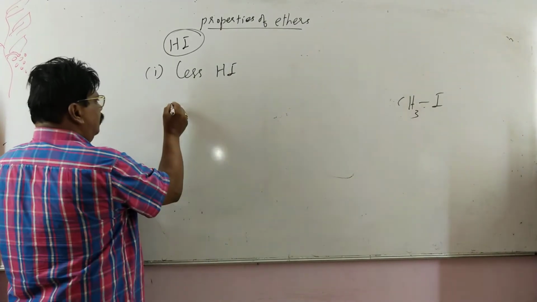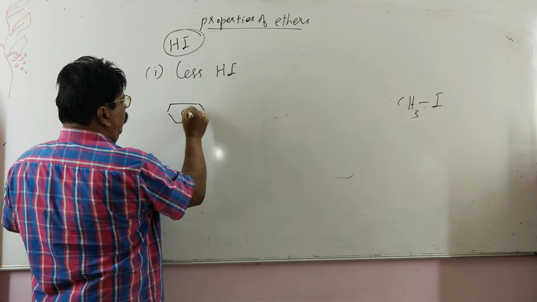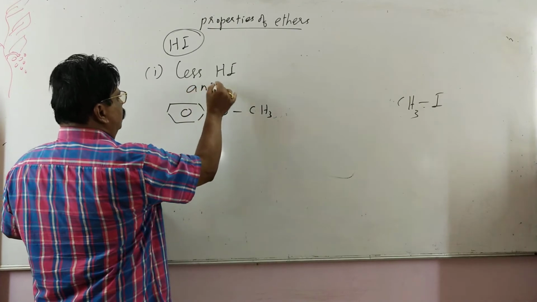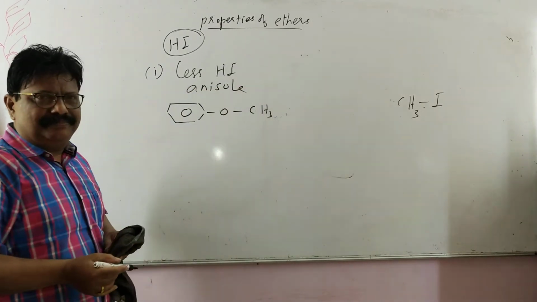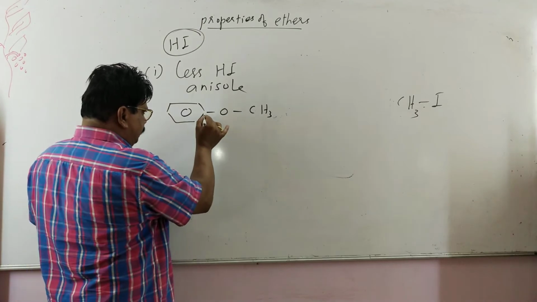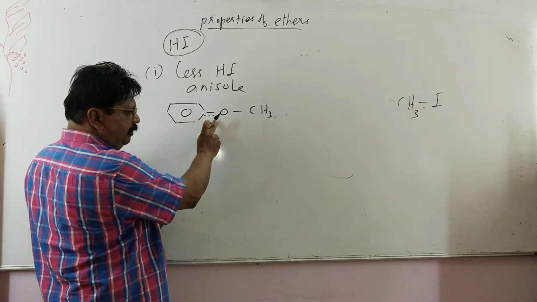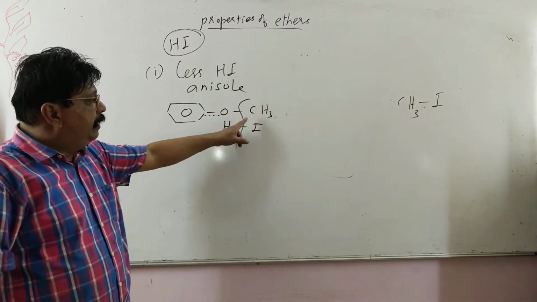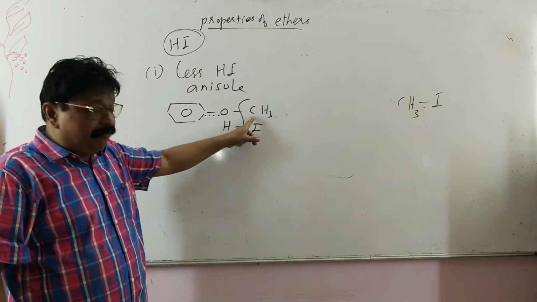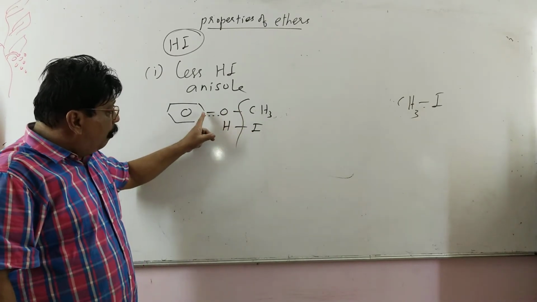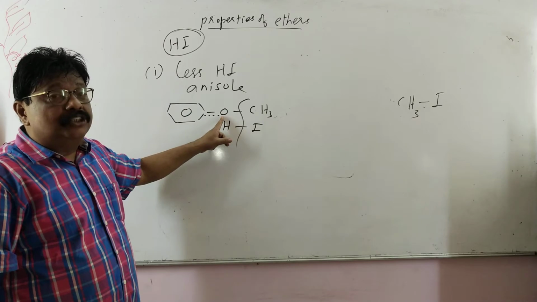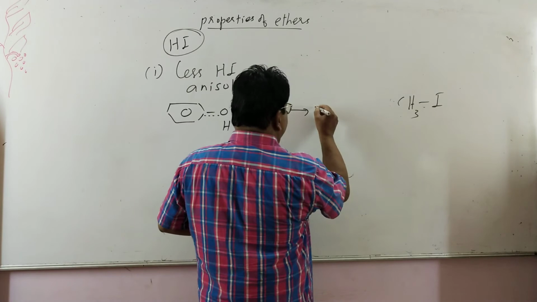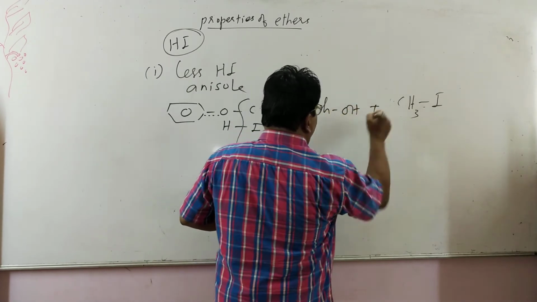I am taking this example, methoxybenzene, or as we say, anisole. See, because of resonance there is a partial double bond character here. So the bond that is going to break will be the O-CH3 bond, not the bond between benzene and oxygen, because there is a partial double bond character. So we get phenol plus methyl iodide.